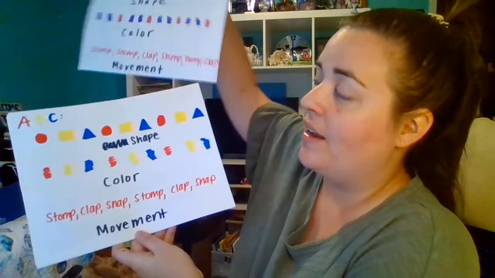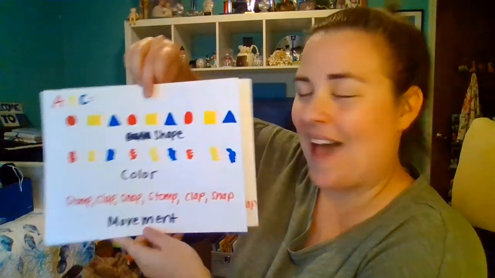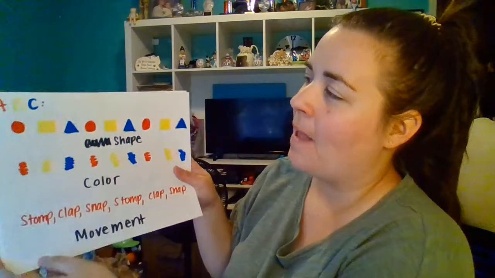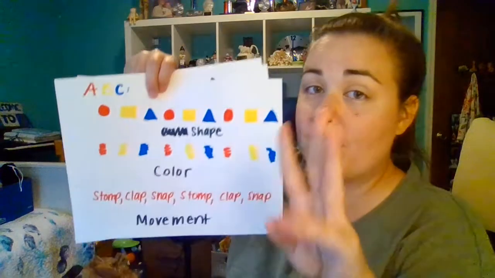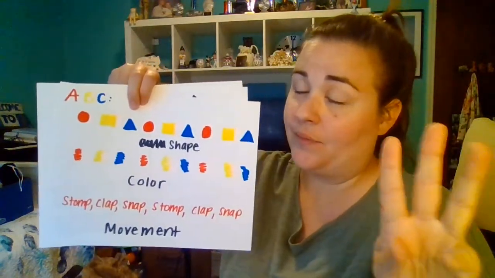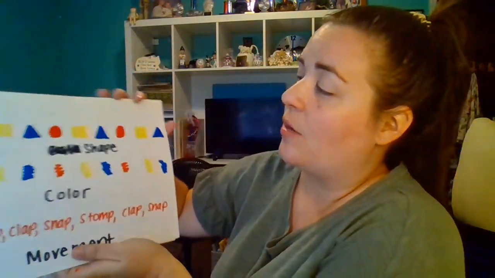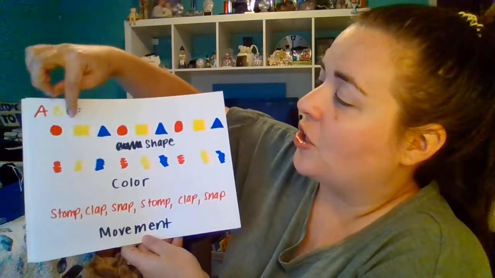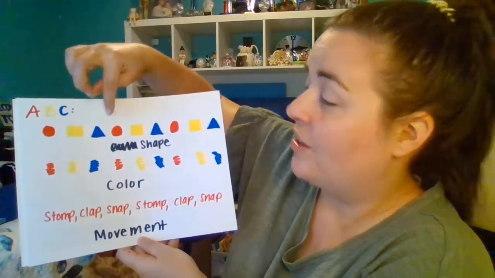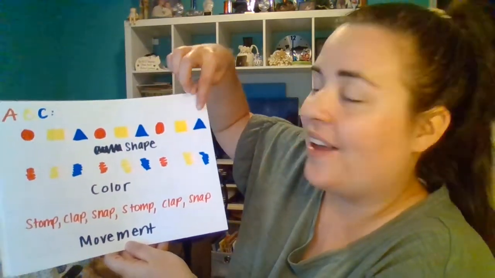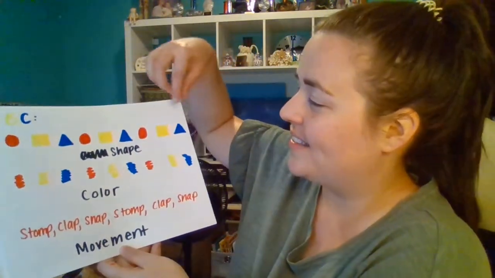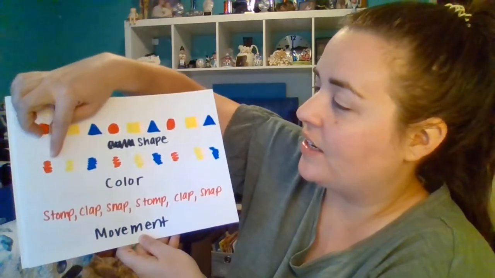Our last one is an ABC pattern, okay? And again, our ABC pattern has three different objects in our pattern, okay? So let's start with our shapes. Circle, square, triangle. Circle, square, triangle, circle, square, triangle. Good job, guys.